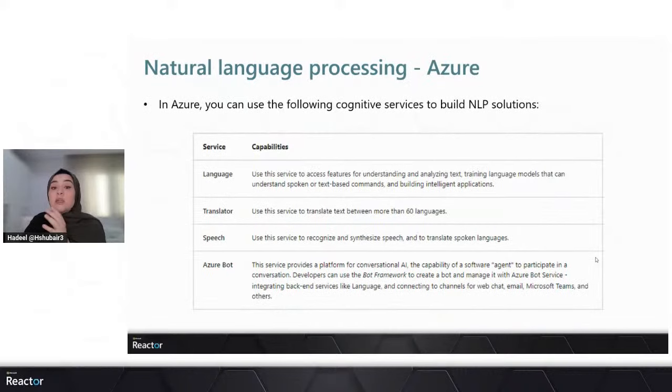With natural language processing, you also have that service in Azure. So if you are looking to build natural language processing solutions, depending on the service that you're looking for or your goal, you will find several capabilities for each one. So let's say you want to translate text using the translator service. This service actually helps you translate text between more than 60 languages. And then also, if you want to use speech, the speech service will help you recognize and synthesize speech and also help you translate spoken languages as well, and so on.